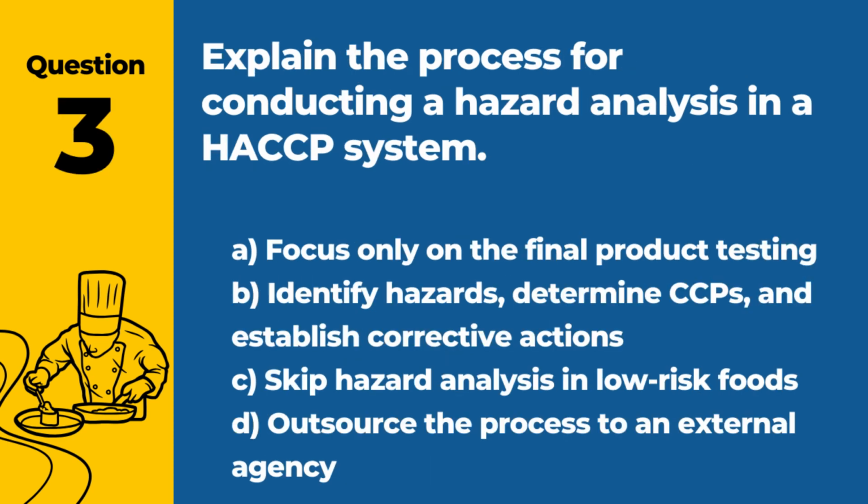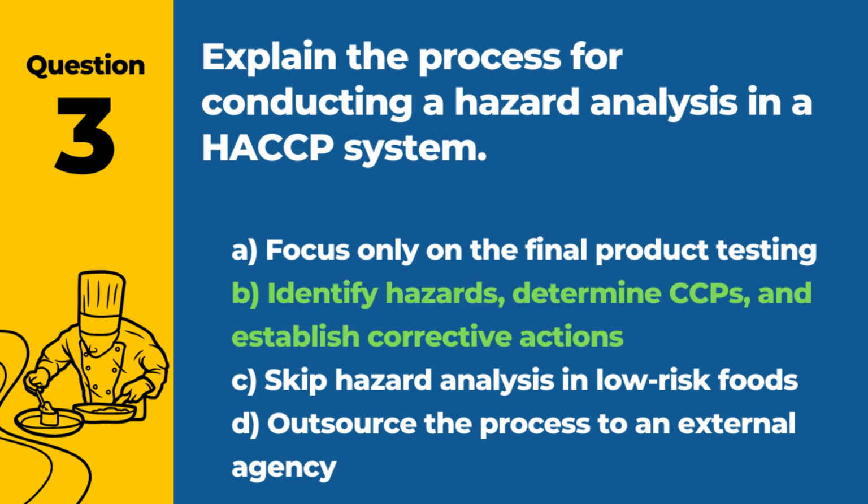Question 3. Explain the process for conducting a hazard analysis in a HACCP system. A. Focus only on the final product testing. B. Identify hazards, determine CCPs, and establish corrective actions. C. Skip hazard analysis in low-risk foods. D. Outsource the process to an external agency.